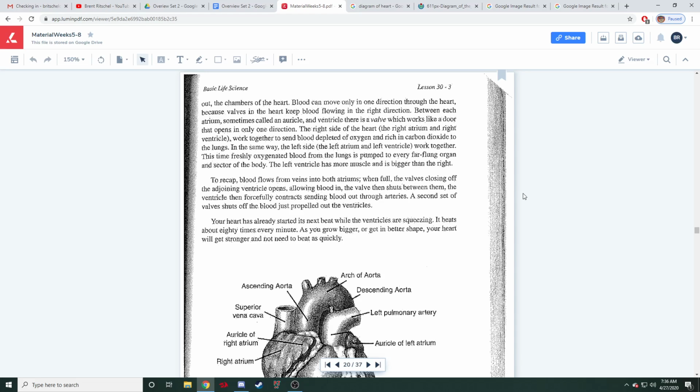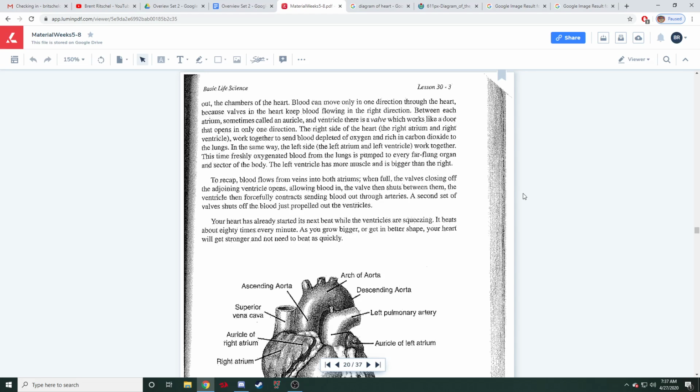The left ventricle has more muscle and is bigger than the right. To recap, blood flows from veins into both atriums. When full, the valves closing off the adjoining ventricle open, allowing blood in. The valve then shuts between them. The ventricle then forcefully contracts, sending blood out through arteries. A second set of valves shuts off the blood just propelled out of the ventricles.